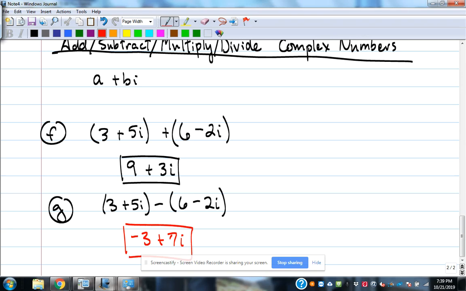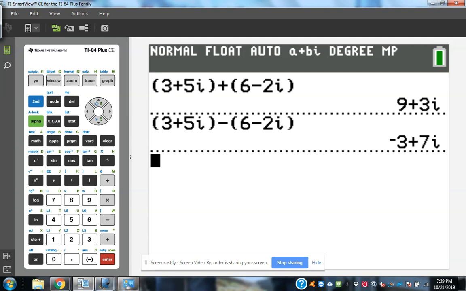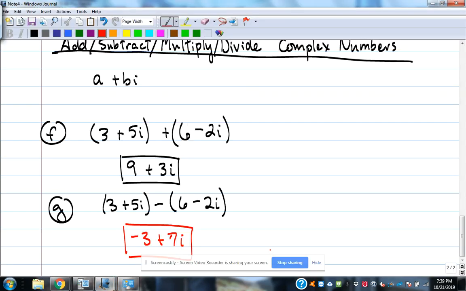If I'm not too confident in myself, maybe I just want to check it, and maybe I just like how my calculator works. I'm going to do 3 plus 5i, close parentheses, minus, parentheses, 6 minus 2i. Crank that out. Wow. Does it for me. Same answer. So addition, subtraction, again, I probably wouldn't do it in the calculator, but you can. Okay. Let's do some multiplication.